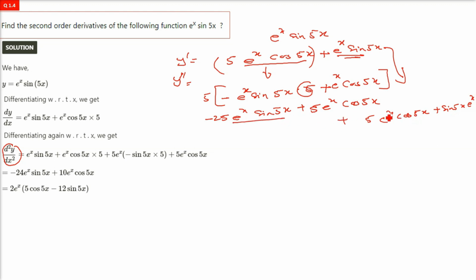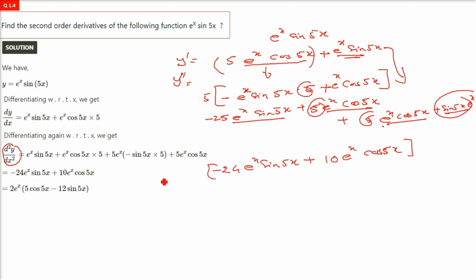Now e raise x sin 5x, e raise x sin 5x, they are two terms. So 1 is there and minus 25 is there. So 1 minus 25 is minus 24. So minus 24 e raise x sin 5x. Then we have this 5 and 5, this will be 10, and e raise x cos 5x. So it will be plus 10 e raise x cos 5x. Okay, so this is your final answer, but you can also simplify it more.